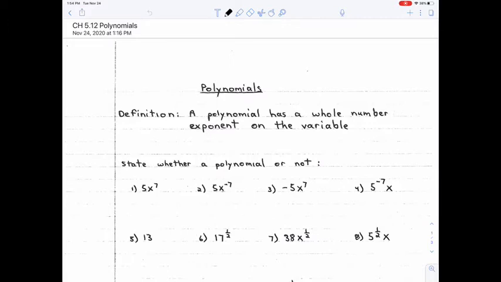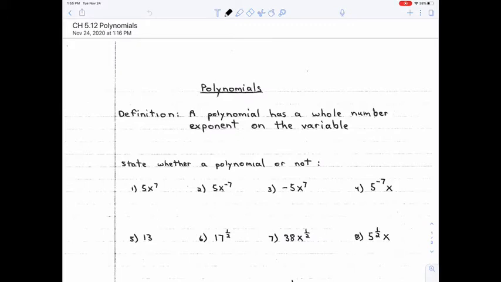Okay, today we're going to start just introducing what this chapter is about. The exponents that we talked about last time are pretty much an introduction. It's something that you need to understand in order to understand polynomials, okay? And what makes a polynomial a polynomial? A polynomial has a whole number exponent on the variable.